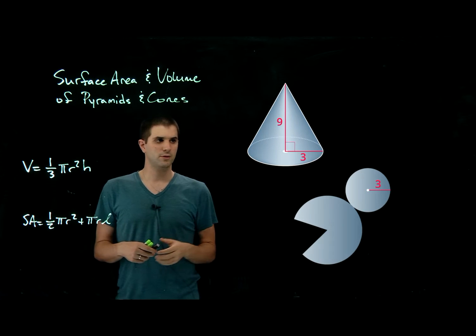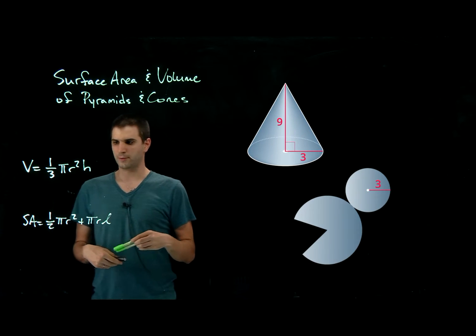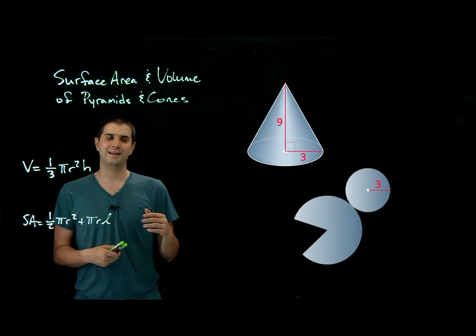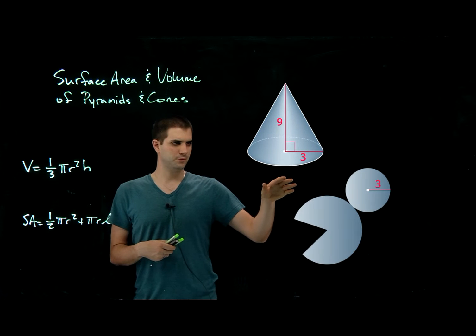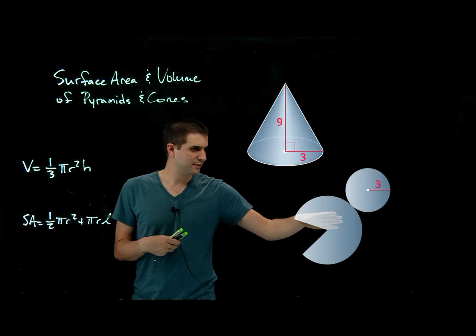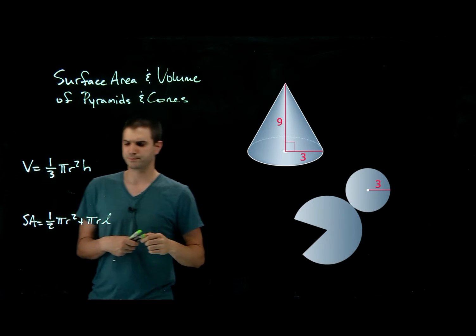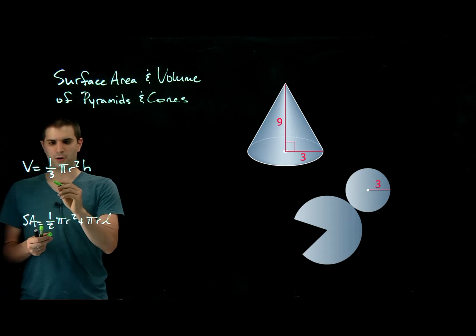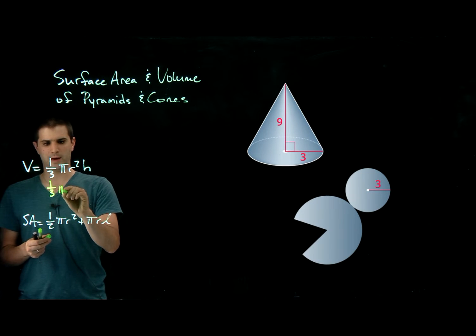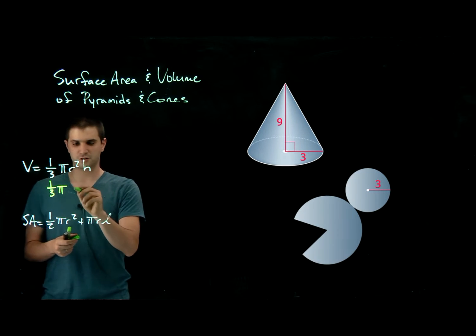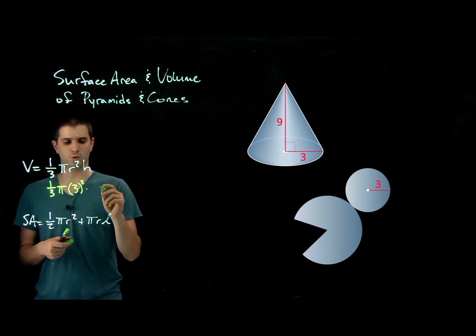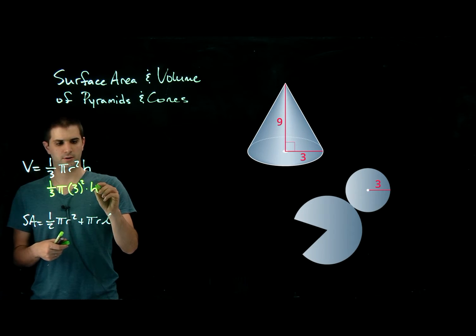Okay, so I want to find the volume and the surface area of this cone. So we have a cone with height 9 and radius 3. What I like about this is down here on the net, that information is also shown. Okay, so here we can just go right into the volume. We get 1/3 pi. The radius is 3 squared times h, which is going to be 9.